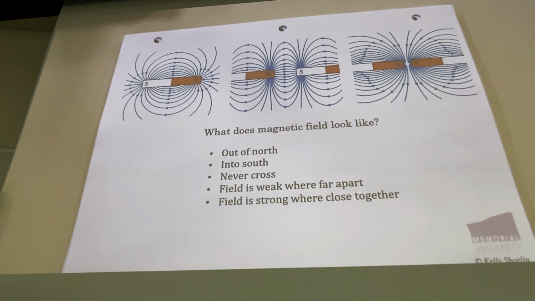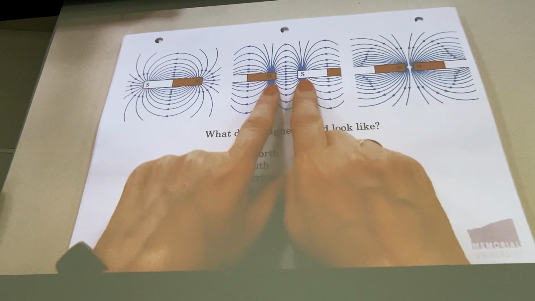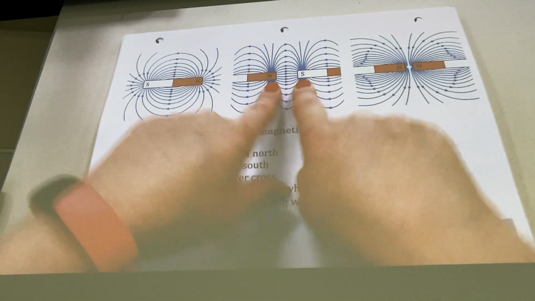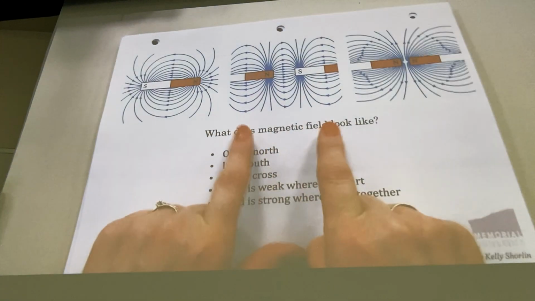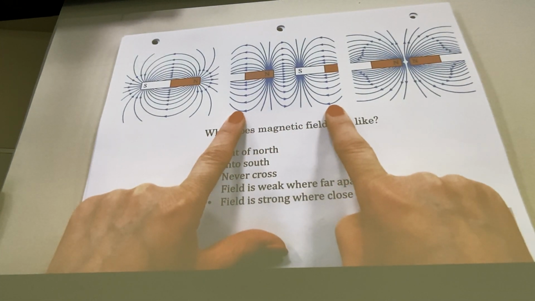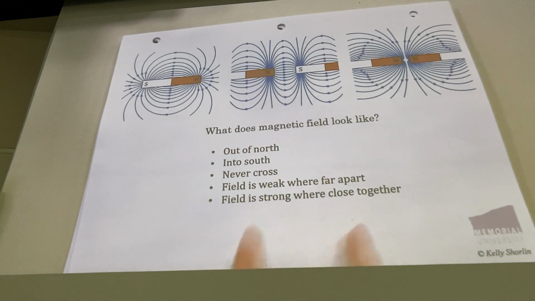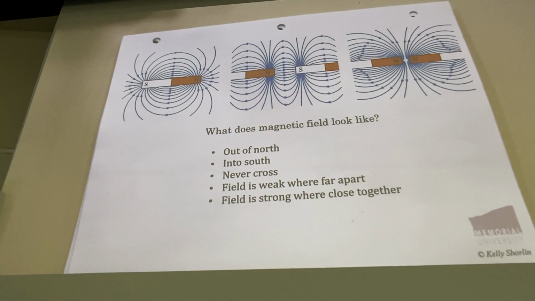Like the electric field lines, places where the field lines are close together means the field is really strong. So close to the poles, we have a strong field. As we get further away from the magnets, the lines are spread out and we have a weak field. So that same kind of behavior. Any questions about that stuff?